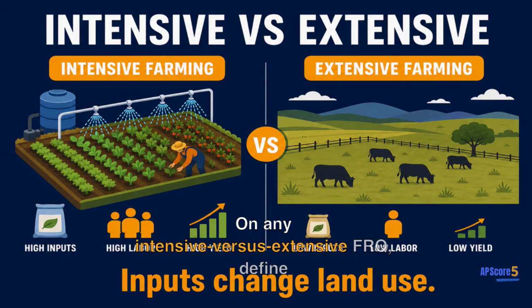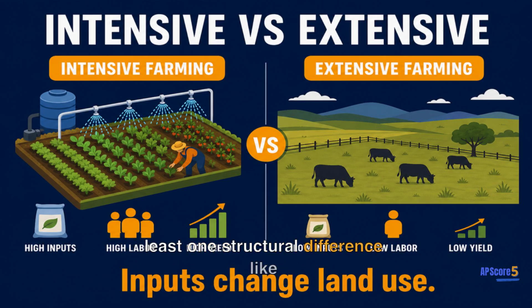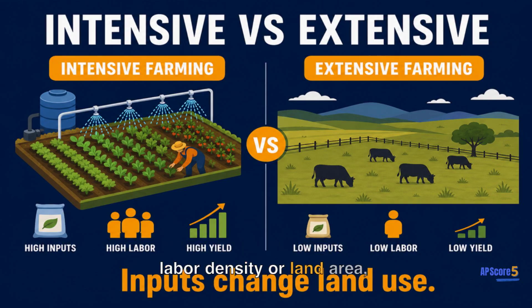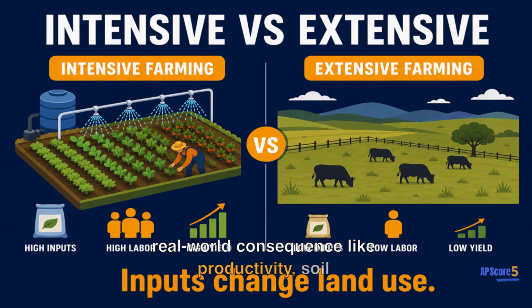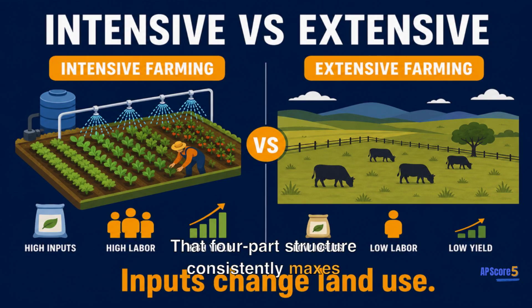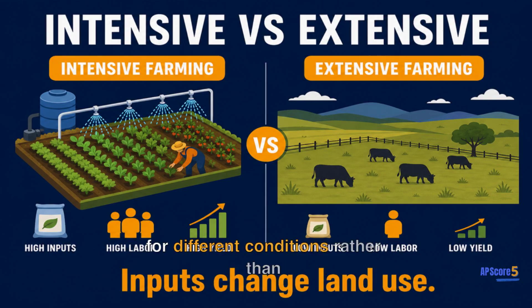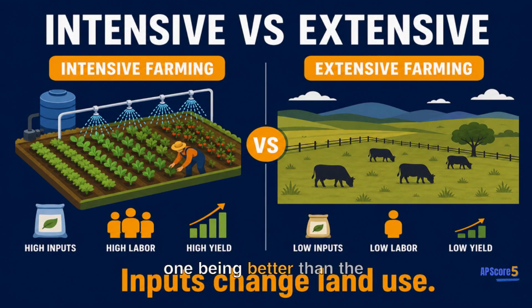On any intensive versus extensive FRQ, define both terms. Give one geographic example of each. Name at least one structural difference, like labor density or land area, and connect it to a real-world consequence like productivity, soil stress, or rural land prices. That four-part structure consistently maxes out the rubric, and graders reward students who treat the two systems as different tools for different conditions, rather than one being better than the other.